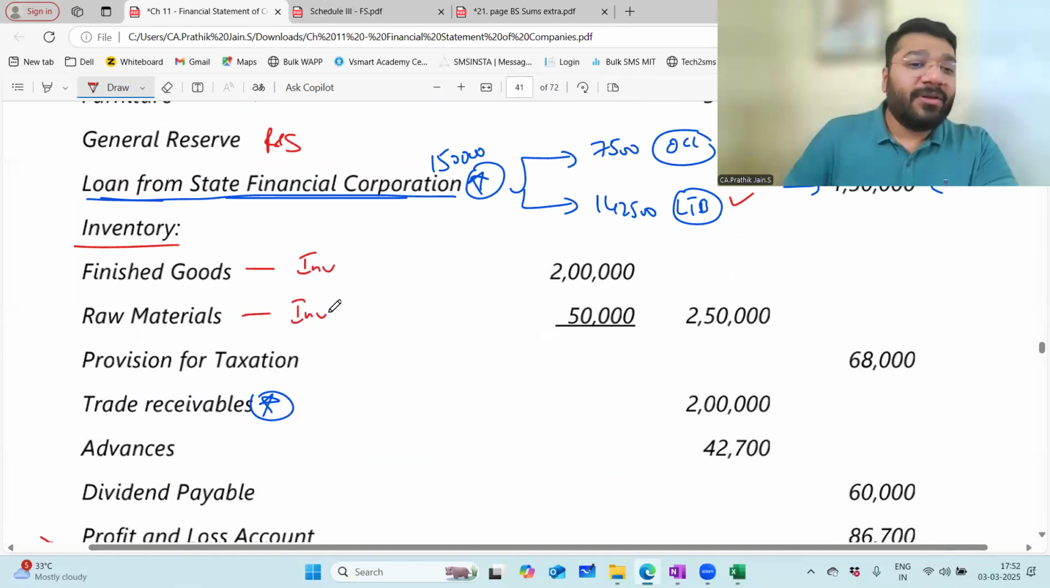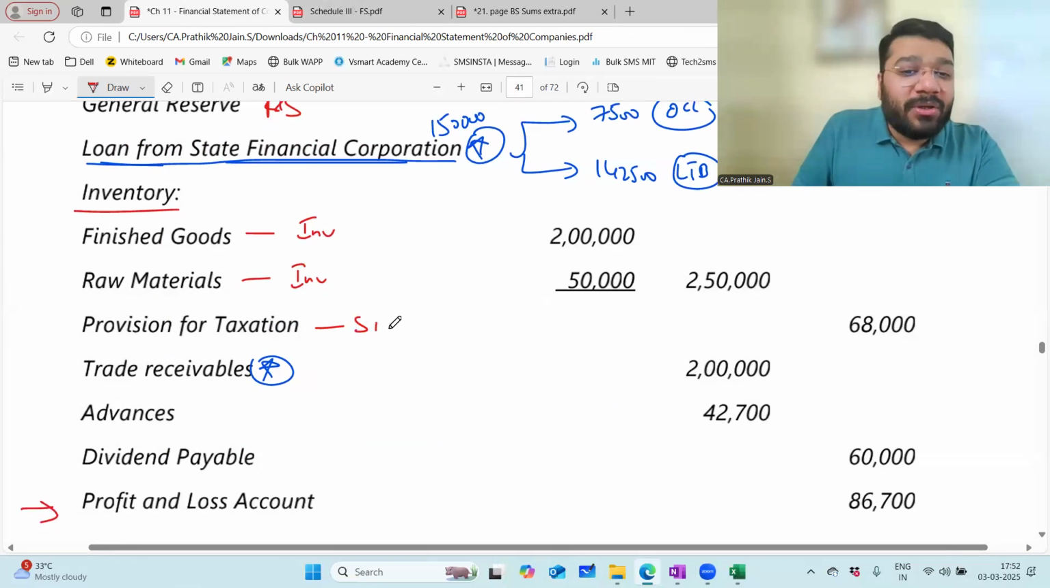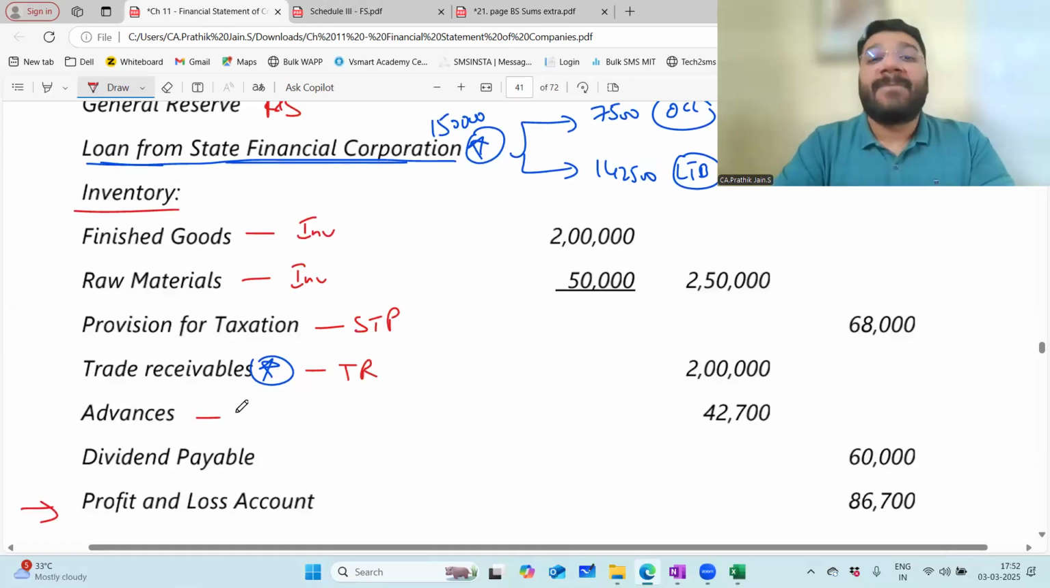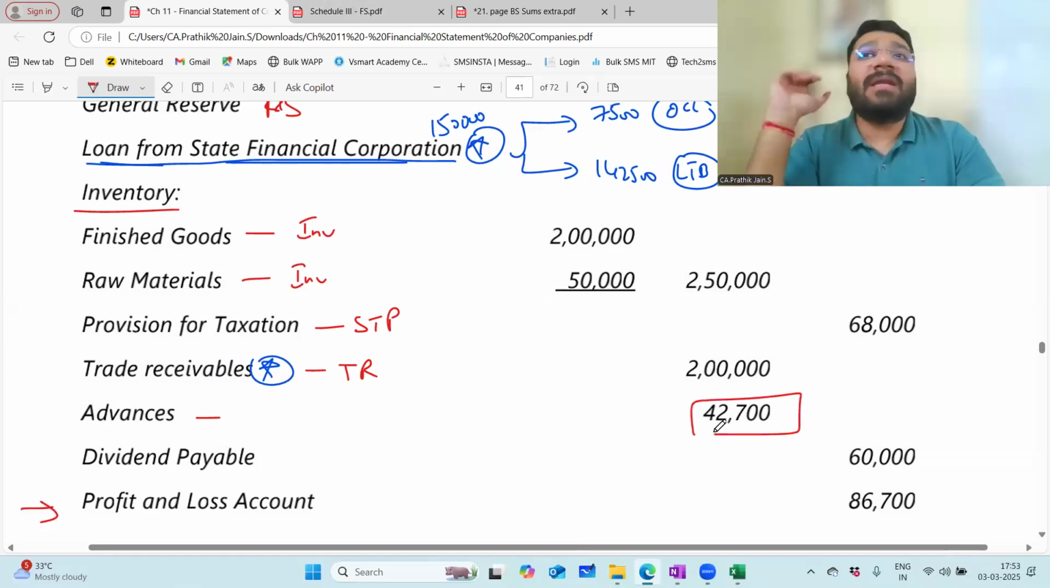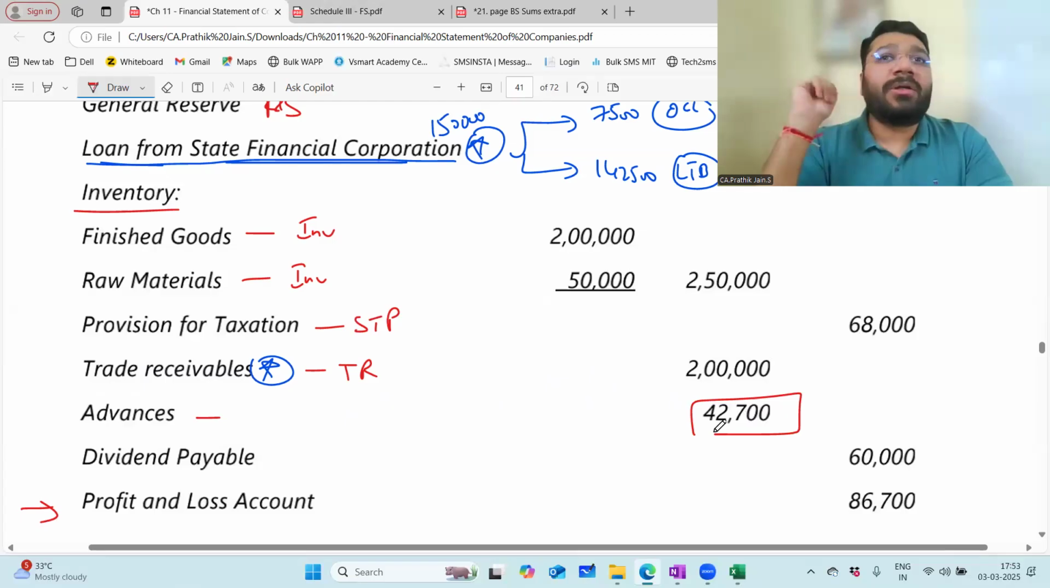Provision for tax is always a short-term provision. Trade receivable. Advances. Any information on advances given? We have given the advance. Have they told whether this advance is given to your directors, related parties, or whether it is long-term or short-term? Anything mentioned? No. In the absence of any information, is it long-term or short-term? Long-term. Advances, debit balance. We gave the money. We have to receive this money back in future. Will you take long-term or short-term? Short-term.